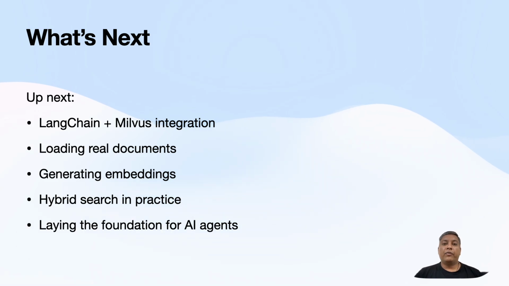In the next video, we will move from concepts to implementation. We will introduce LangChain and connect it with Milvus. Then, we will load real-world documents, generate embeddings, and store them in vector databases. After that, we will perform hybrid search using both semantic meaning and keywords. And finally, we will see how all this forms the foundation of building AI agents with memory and retrieval. This is where everything we discussed today starts coming together in real code.